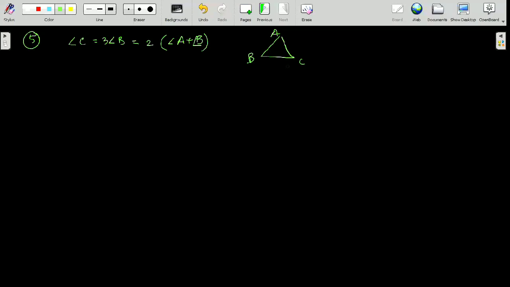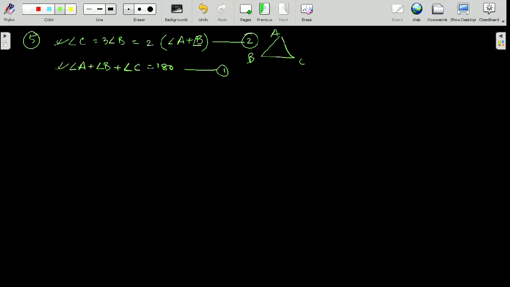Very simple. Since this is a triangle, the sum of all the interior angles is equal to 180 degrees. So we can write angle A plus angle B plus angle C is equal to 180 degrees. Mark it 1. And the conditions are given: angle C is equal to 3 times angle B, which is equal to 2 times angle A plus B. Mark it equation number 2. The first equation has the sum of all the interior angles.